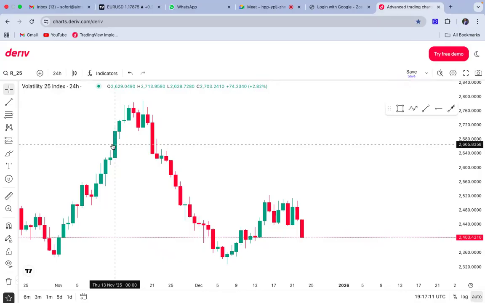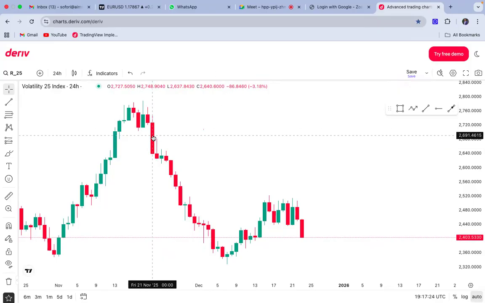When we reverse it, that is a bearish candle. What this means is that for a bullish candle, the market is going up. And for a bearish candle, the market is going down. So let's look at this bearish candle. This one is the candle that formed on Friday, the 21st of November, 2025.